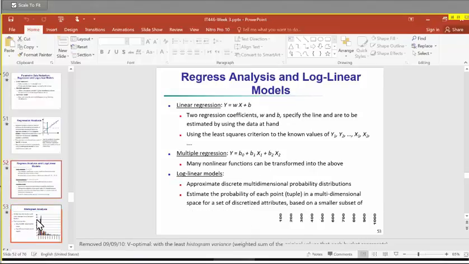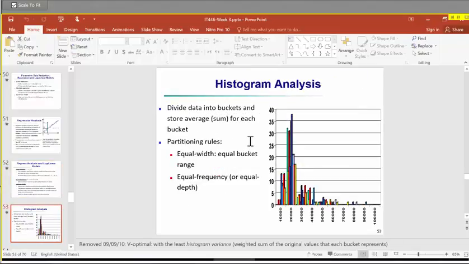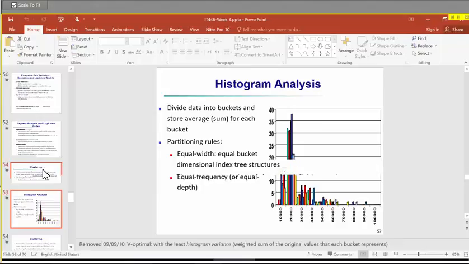And the next thing is the histogram analysis, where we divide the data into some buckets and store the average or the sum of these buckets. Or we can sample the data into some equal intervals, as you can see on the x-axis of the graph. The partitioning rules are that equal width can be there, where equal bucket range is used, or you can have an equal frequency or equal depth in the partitioning.